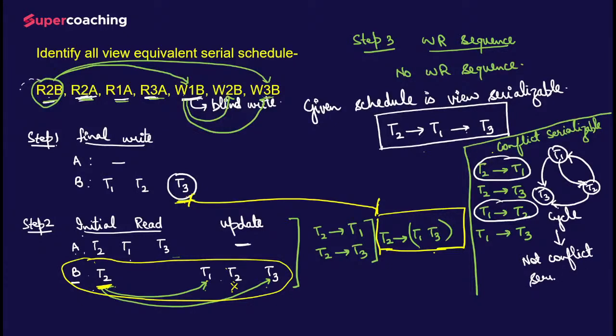So how can questions come in the exam? You will be given some schedule and they say that the given schedule is conflict serializable and view serializable; or conflict serializable but not view serializable; or not conflict serializable but view serializable. So what's the answer here? The given schedule is view serializable but it is not conflict serializable. So this is what we have said.